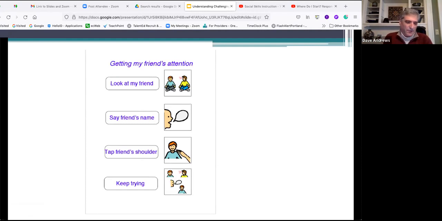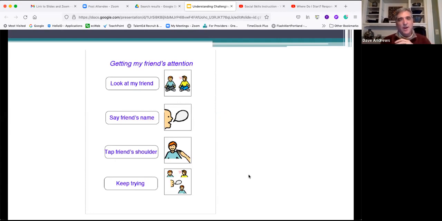And then for children that have IFSPs and IEPs, they might need a little more support learning this skill. So we use this visual support. When we're teaching them, we might sit with them and a couple of friends and go over it with them in this way. Like first, we're going to look at our friend. Then we're going to say our friend's name, tap them on the shoulder and keep trying. So we might have a peer that's really good at that, come over and work with some other kids to help them to learn this same skill.